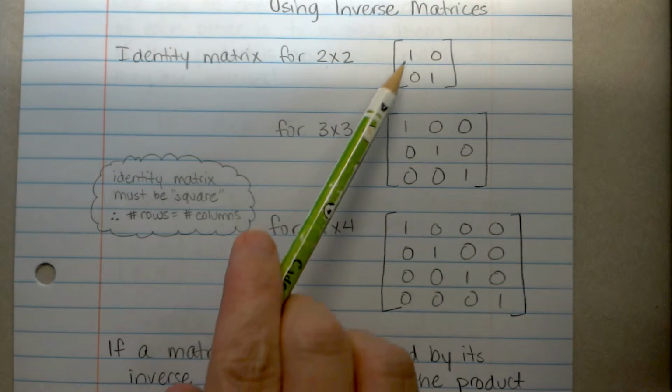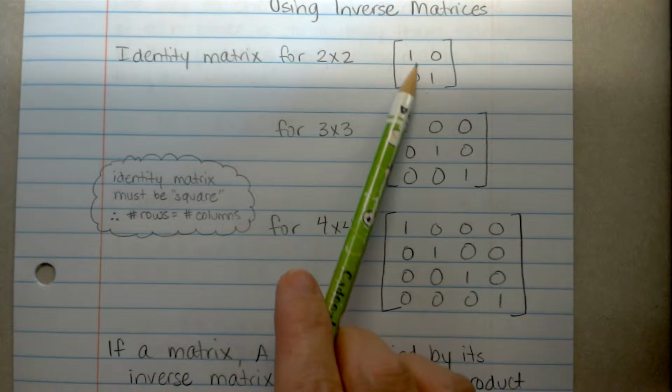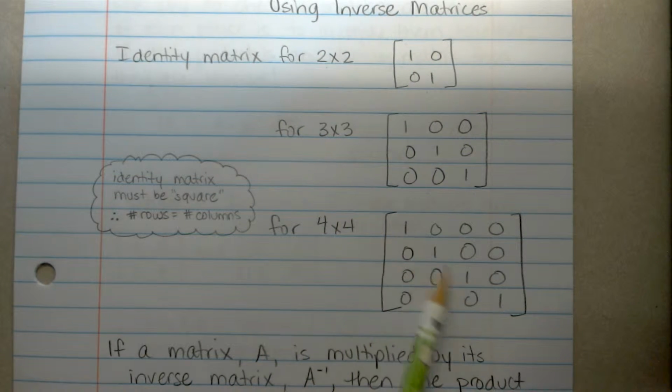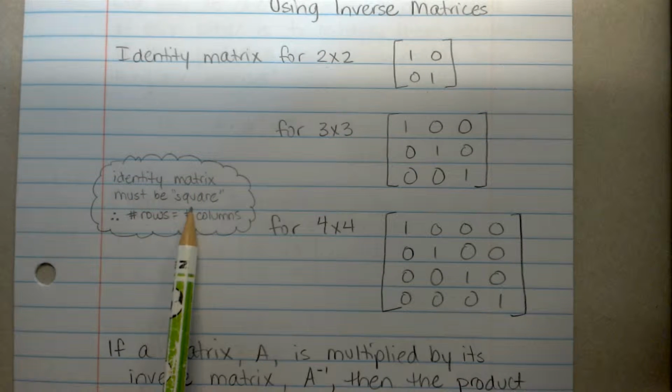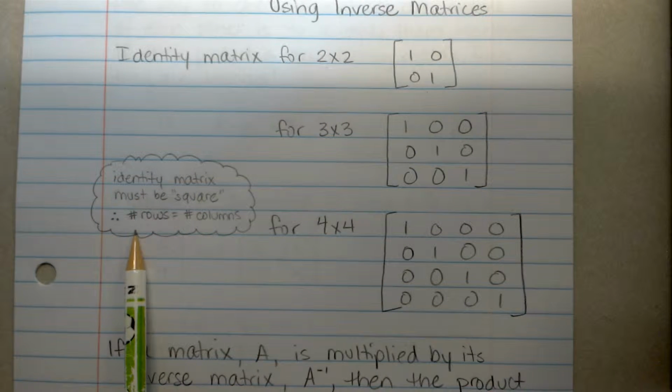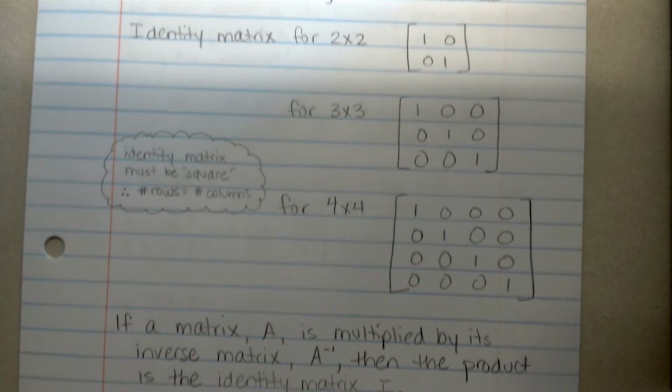What you may notice about each of these identity matrices is that the diagonals are 1s starting in row 1 and column 1. There's a diagonal of 1s, and every other component of the matrix is 0. Notice that all identity matrices have to be square, which means the number of rows is equal to the number of columns, and that the diagonals are 1 with every other component 0. This is kind of like a 1 if you were multiplying something.